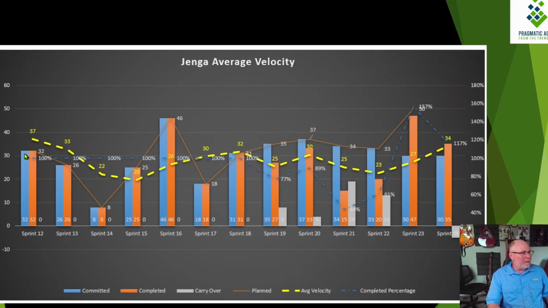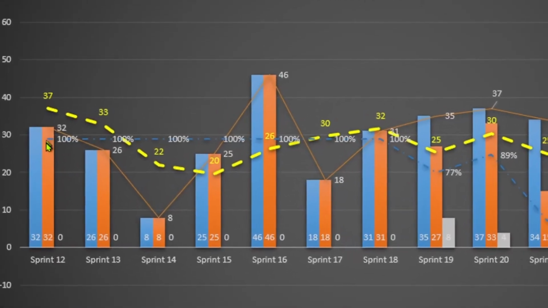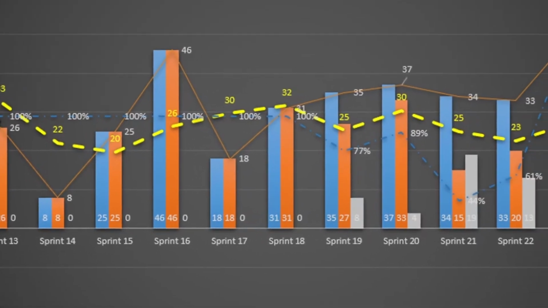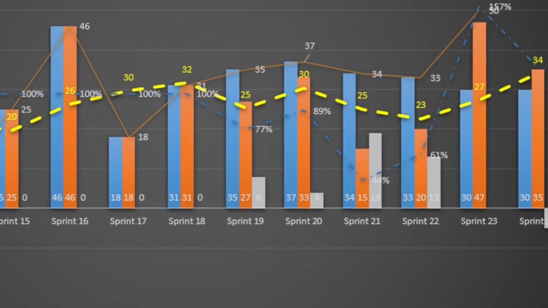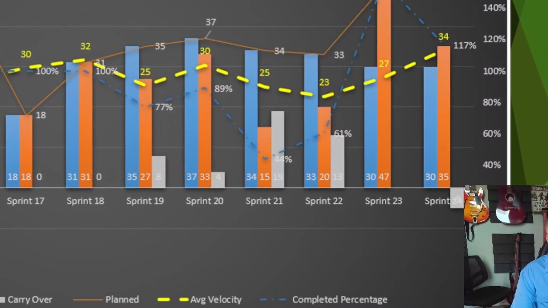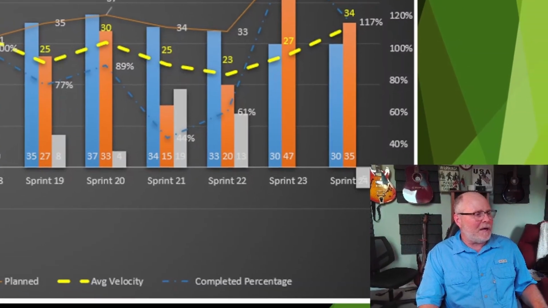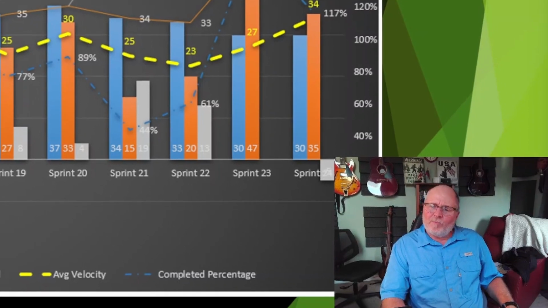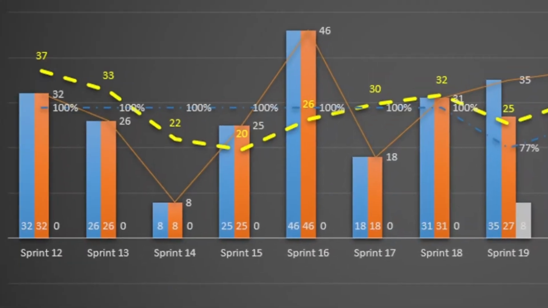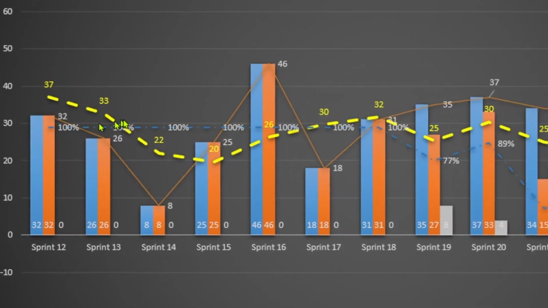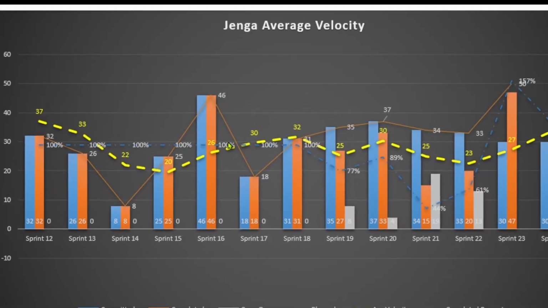All right, now, here's a team that I want you to look at a couple of other quick patterns here. Sprint 12, 100%. Sprint 13, 100%. Sprint 14, wow, you dropped all the way down to 8 points, but it's 100%. Why did you only plan 8 points? You see that pattern there? How is it 100%, 100%, 100%, 100%, 100%?